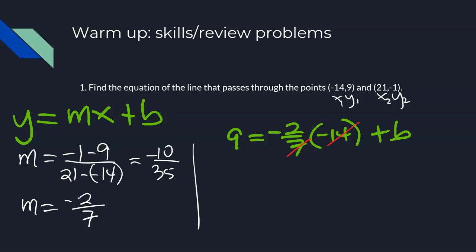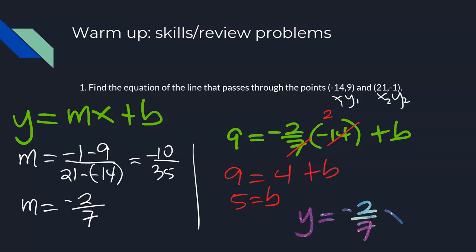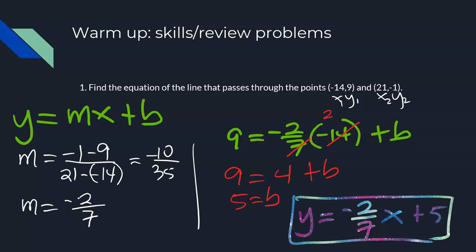14 divided by 7 is 2. So this is 9 equals -2 times -2, which is 4, plus b, and then subtract 4. 9 minus 4 is 5. So your b is equal to 5. And we'll use that to write our equation of the line. And we will have y equals mx plus b. M is -2 over 7, x plus 5. So this is the equation of the line.